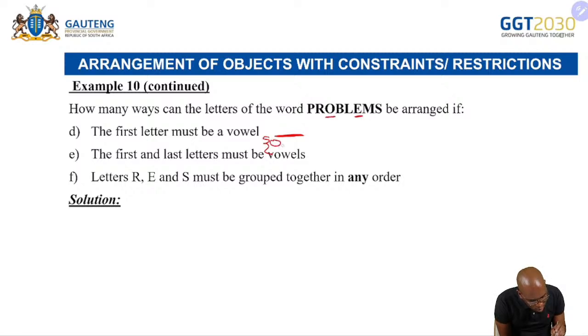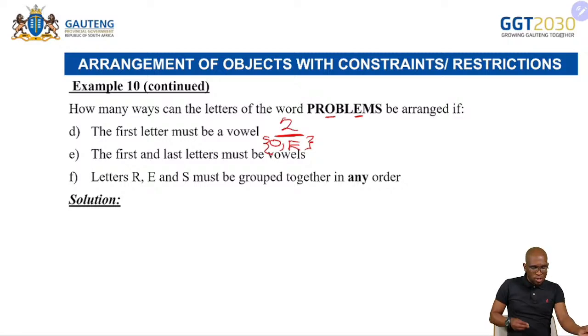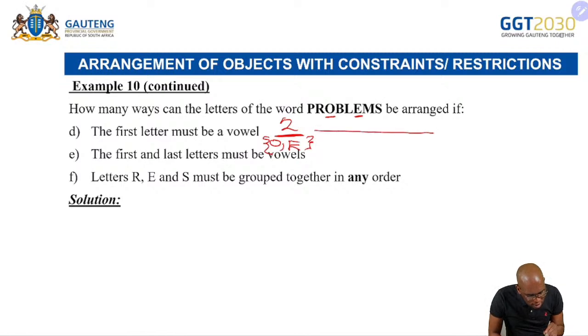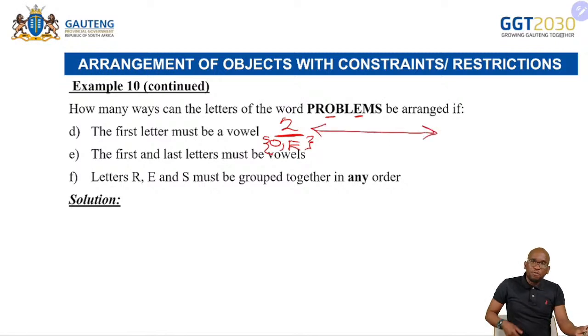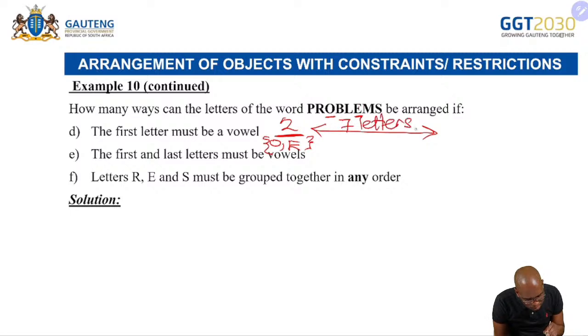So we have a vowel O and a vowel E. If they say the first letter must be a vowel, how many options do we have of having a vowel as the first letter? It's 2 options, because it can either be an O or an E. So we have the remaining letters. Obviously, you've used 1 letter there, so you are left with 7 letters.